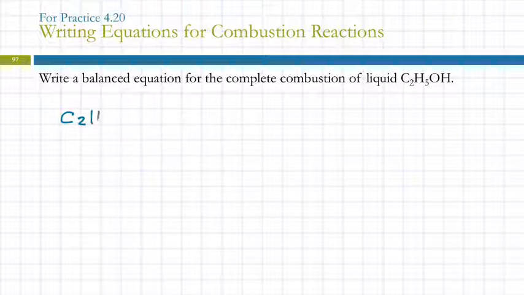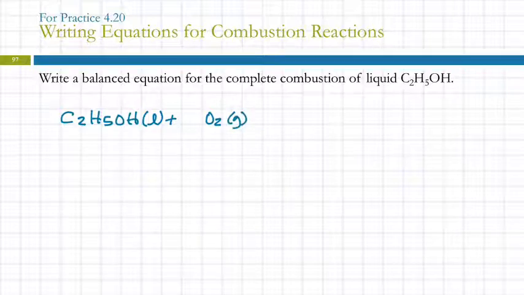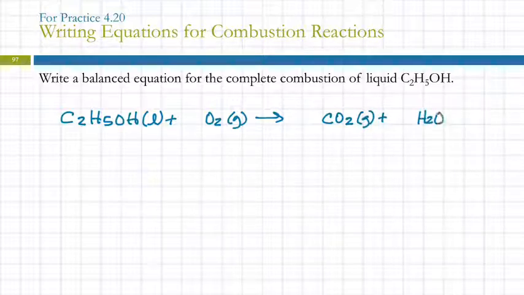So we have C2H5OH, and we're told that's a liquid, reacting with O2. What's the state of oxygen? Gas. And that's going to form, what are the products going to be? CO2 and water. So CO2, what's the state of CO2? It's a gas. And H2O, what state should we write for H2O?